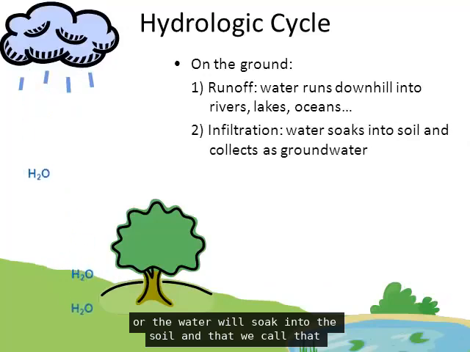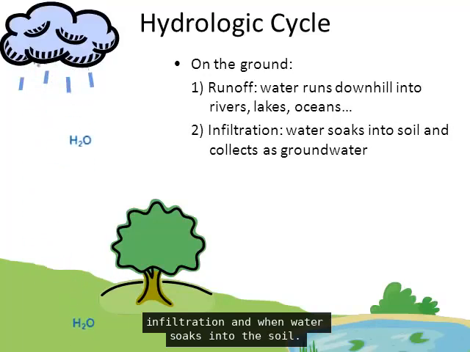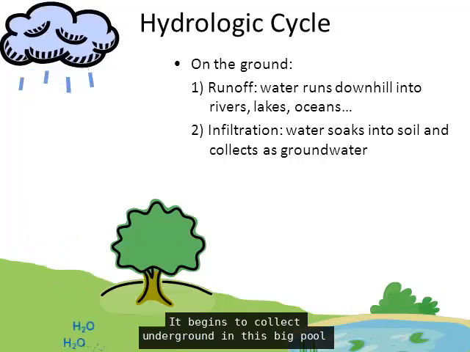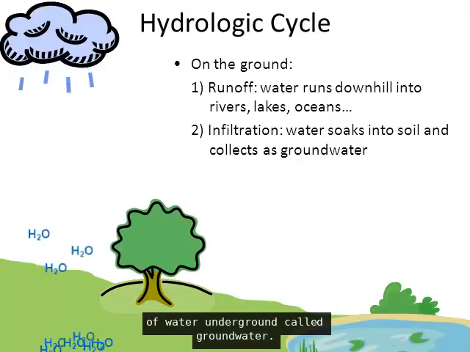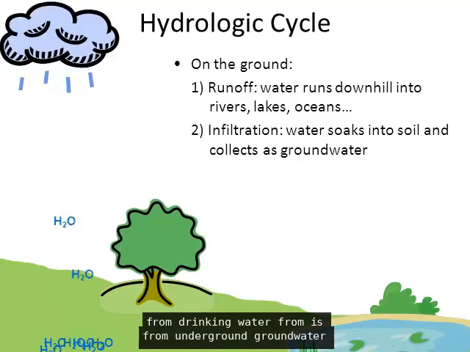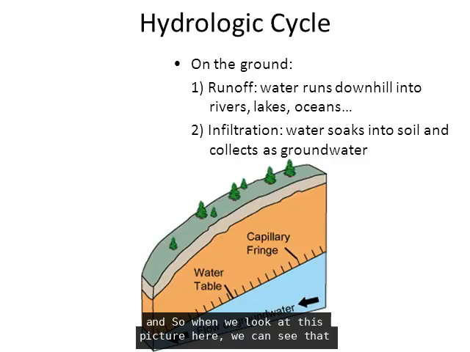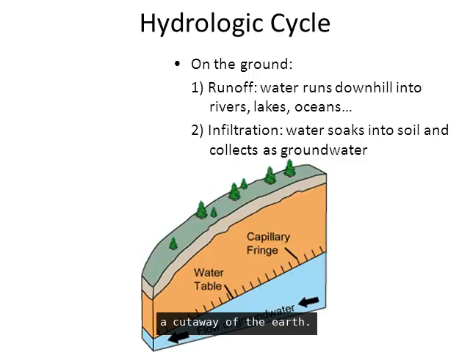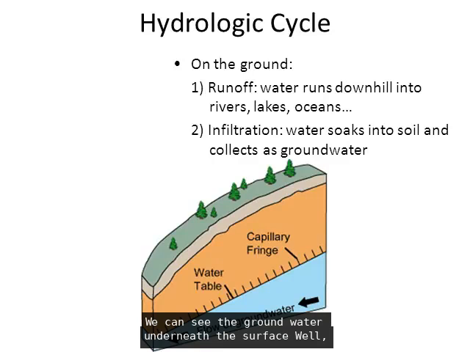Or the water will soak into the soil, and we call that infiltration. And when water soaks into the soil, it begins to collect underground in this big pool of water called groundwater. And that's where a lot of the world gets its drinking water from, from underground groundwater. When we look at this picture here, we can see a cutaway of the earth. We can see the groundwater underneath the surface.